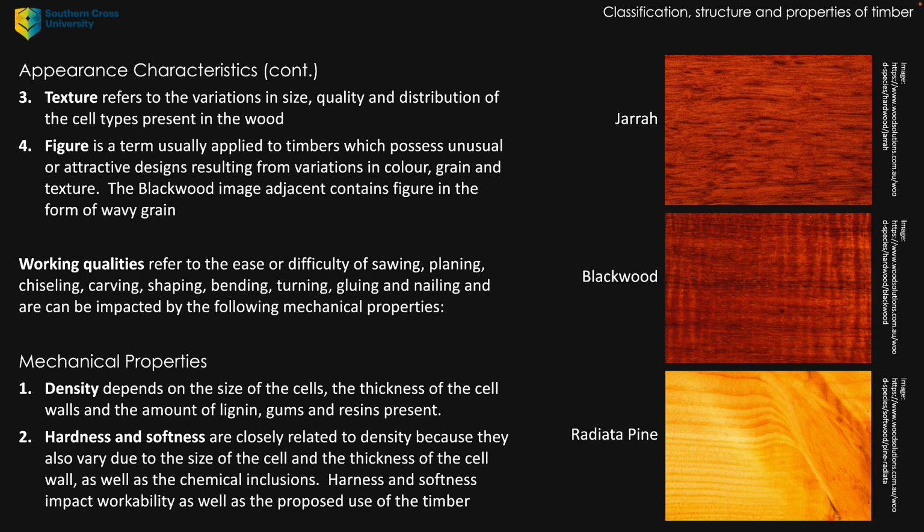Okay, so now we're going to look at mechanical properties. The density of the timber depends on the size of the cells, the thickness of the cell walls, and the amount of lignin, gums, and resins present in the cell walls. Hardness and softness are closely related to density because they also vary due to the size of the cell and the thickness of the cell wall, as well as the chemical inclusions. Hardness and softness impact workability as well as the proposed use of the timber.